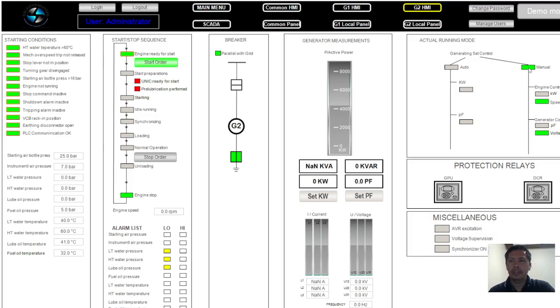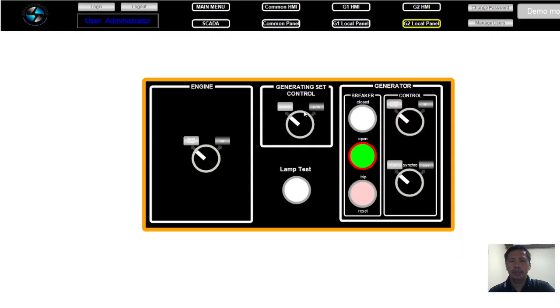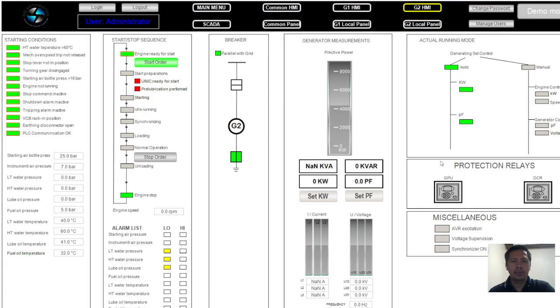So now we'll set this to auto. This local panel, here auto. So now it's in auto mode. Now we can start the engine. Start. Starting. So considering the engine is at idle run.